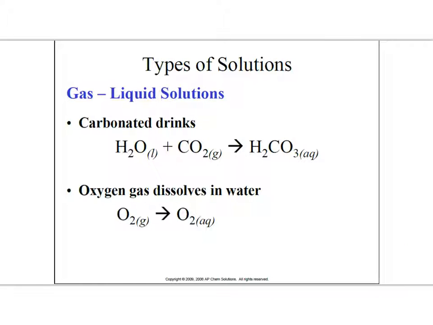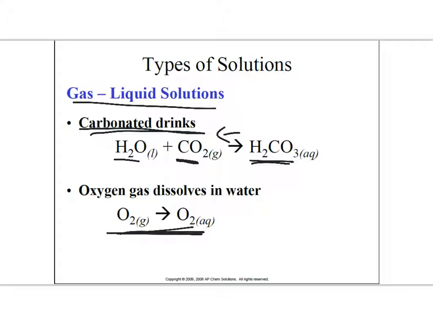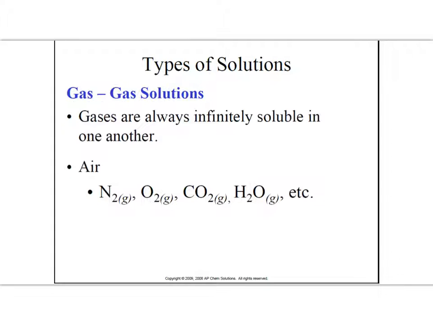All right, folks, so another example would be gas-liquid solutions. Carbonated drinks would be an example of that. Although what we get in that case is this equilibrium equation here, where the water mixes with the CO2 and forms carbonic acid, right? And then that reaction can reverse as the gas comes out of the solution. We also find that oxygen gas and other gases dissolve in water in small proportions. So those would be examples of gas-liquid solutions.